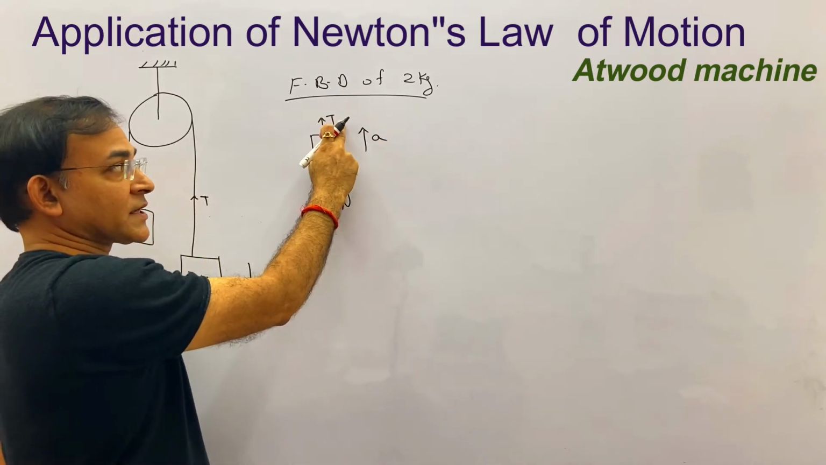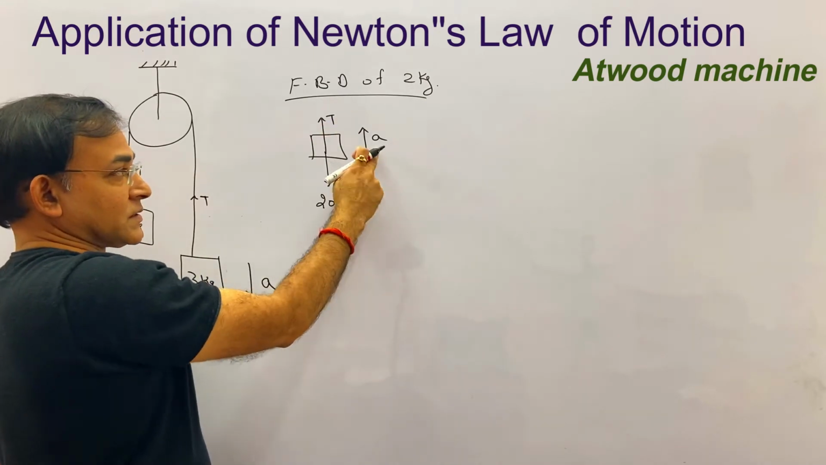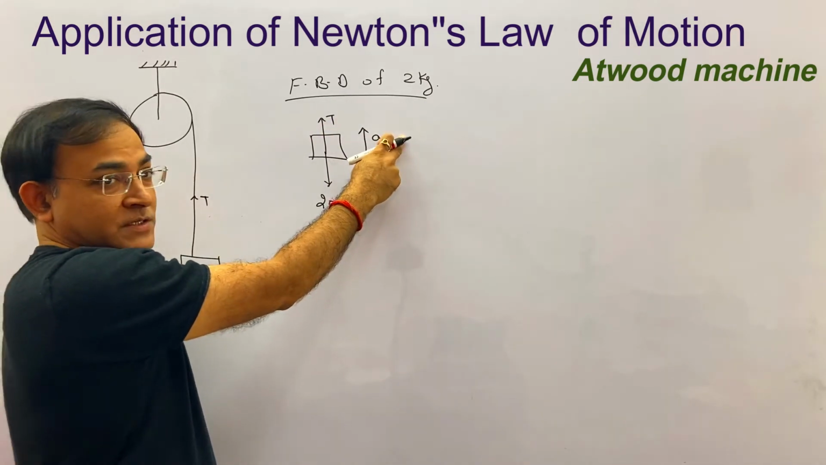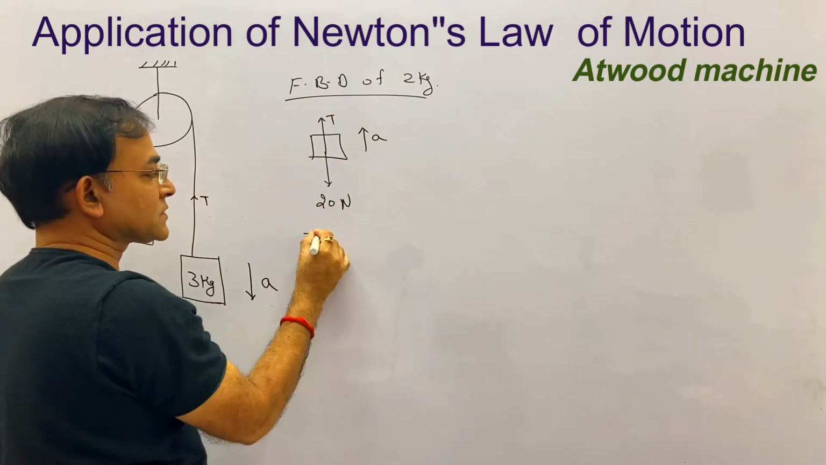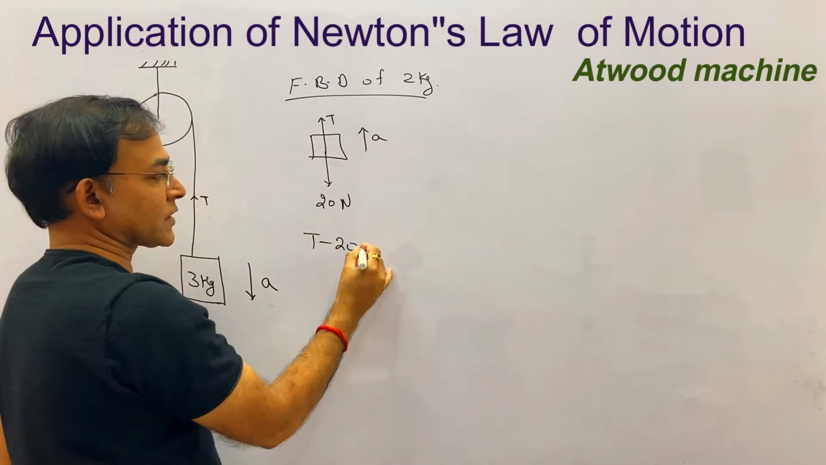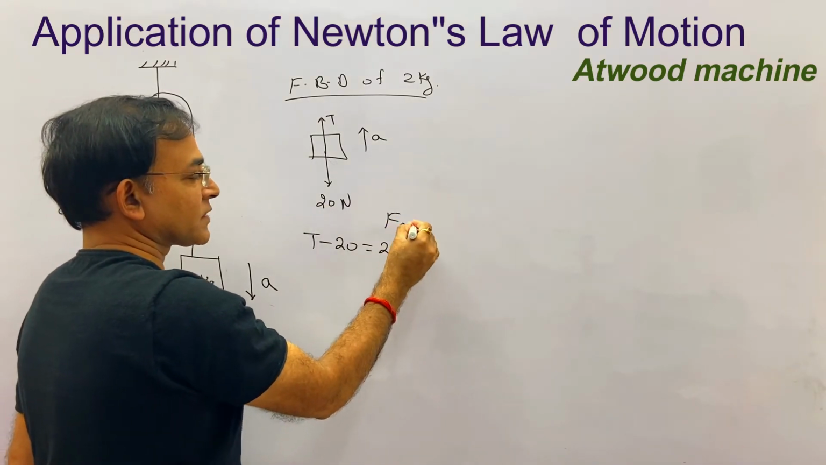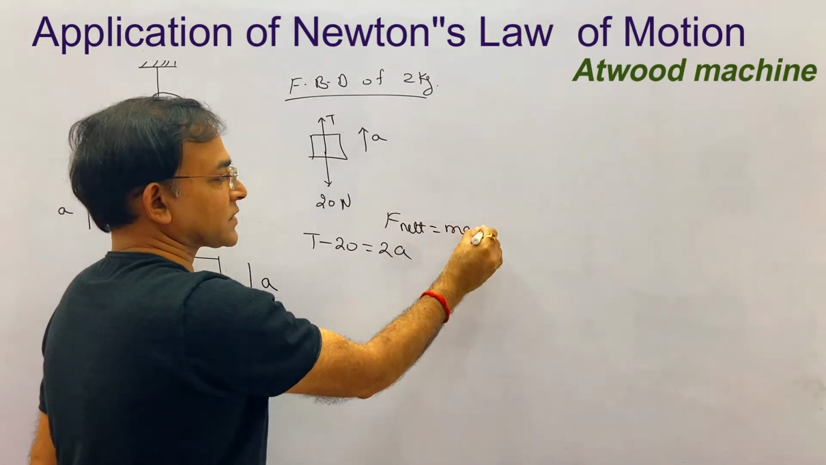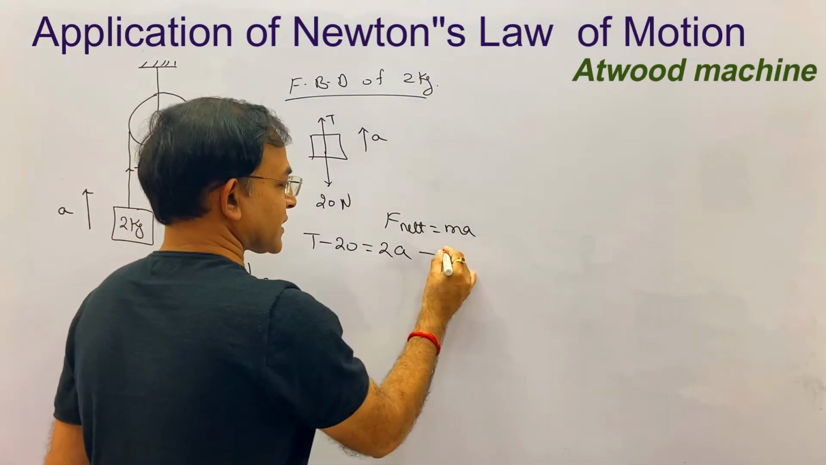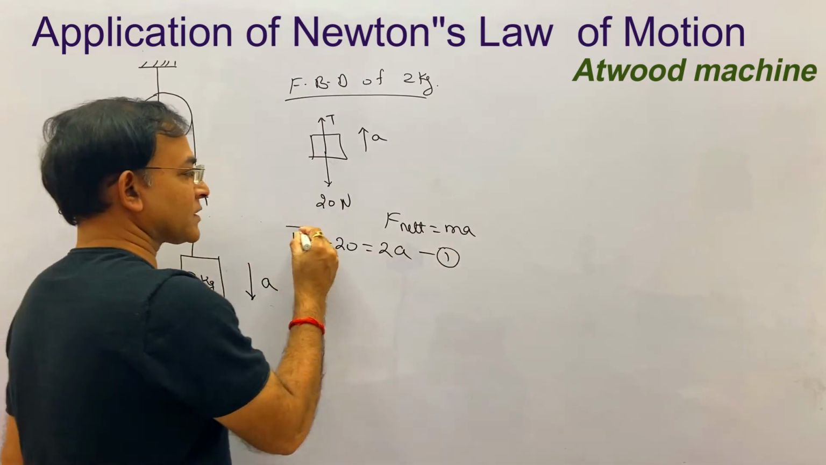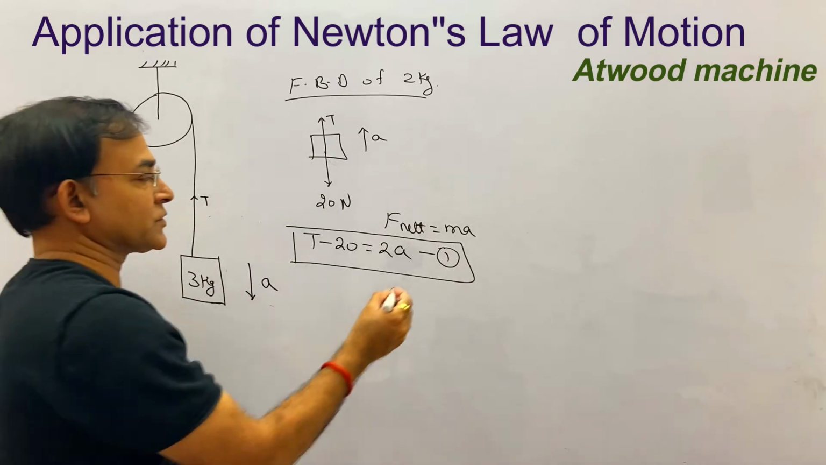So the tension T must be greater than 20, because in the direction of the acceleration the force must be greater. This means T minus 20 equals 2 into A. We are using F net equals mass into acceleration, which is Newton's second law. Now you can say this is equation number 1. So we get the first equation by using the FBD of the 2 kg.